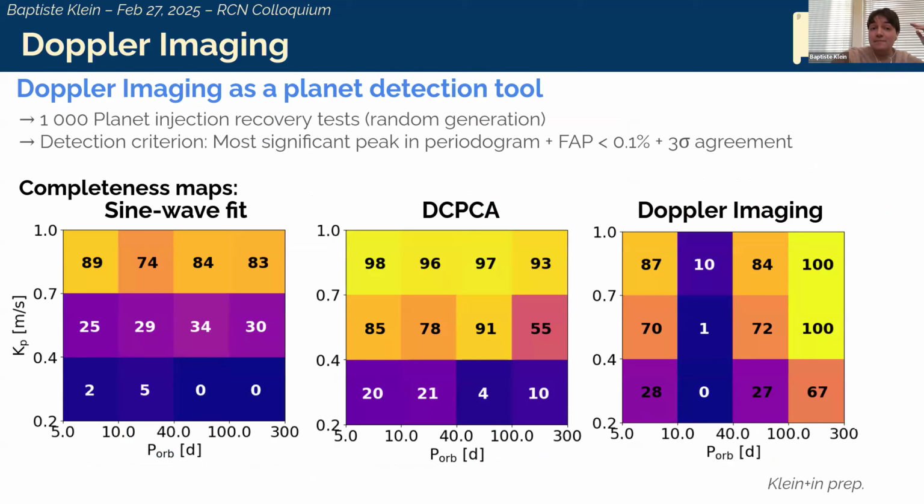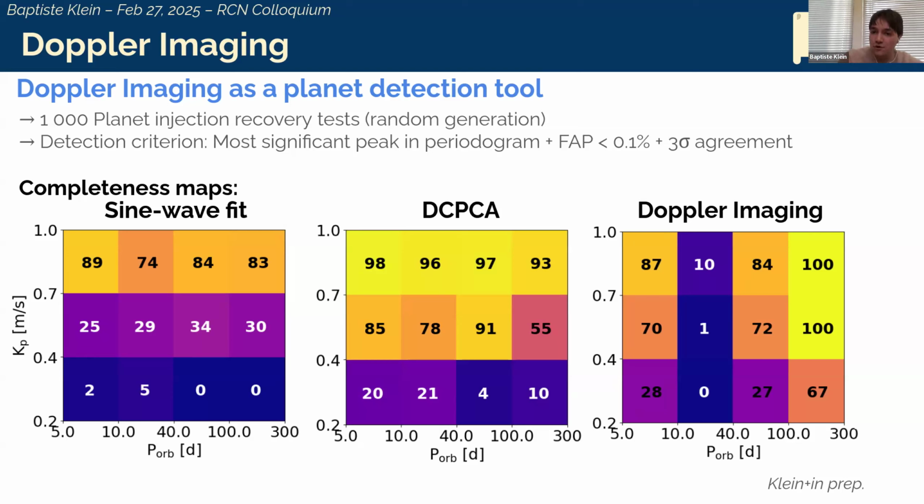And I just say my detection criterion is I will compare different methods to filter activity: a simple sine wave fit at the rotation period of the sun and harmonics, the method I was talking about before, which is the wavelength domain-based data-driven approach, and the Doppler imaging framework. In each case, I filter stellar activity blindly from the input radial velocity.